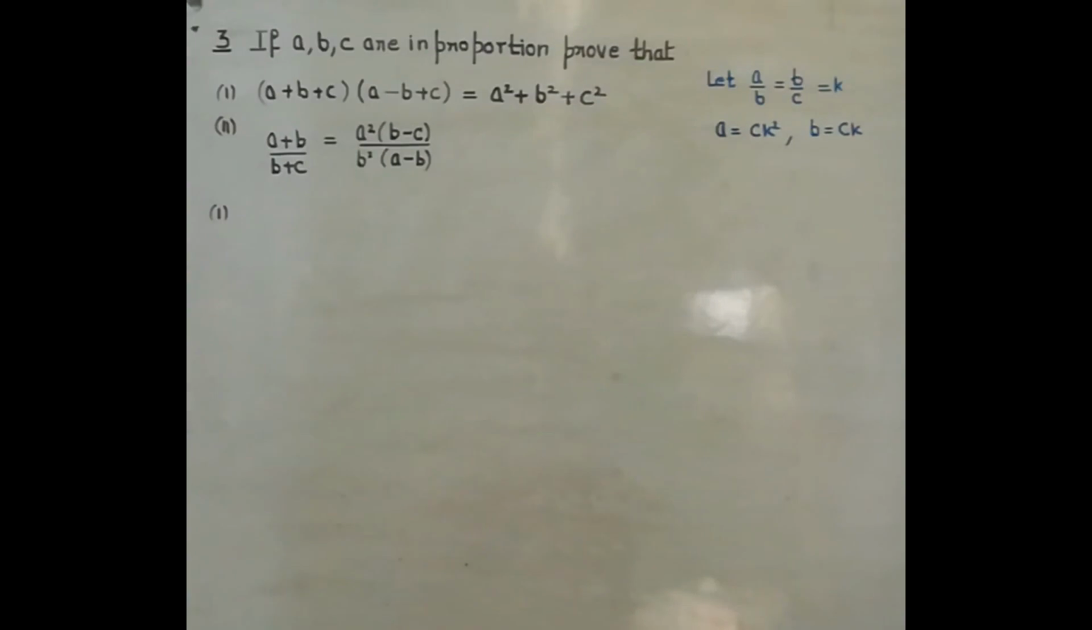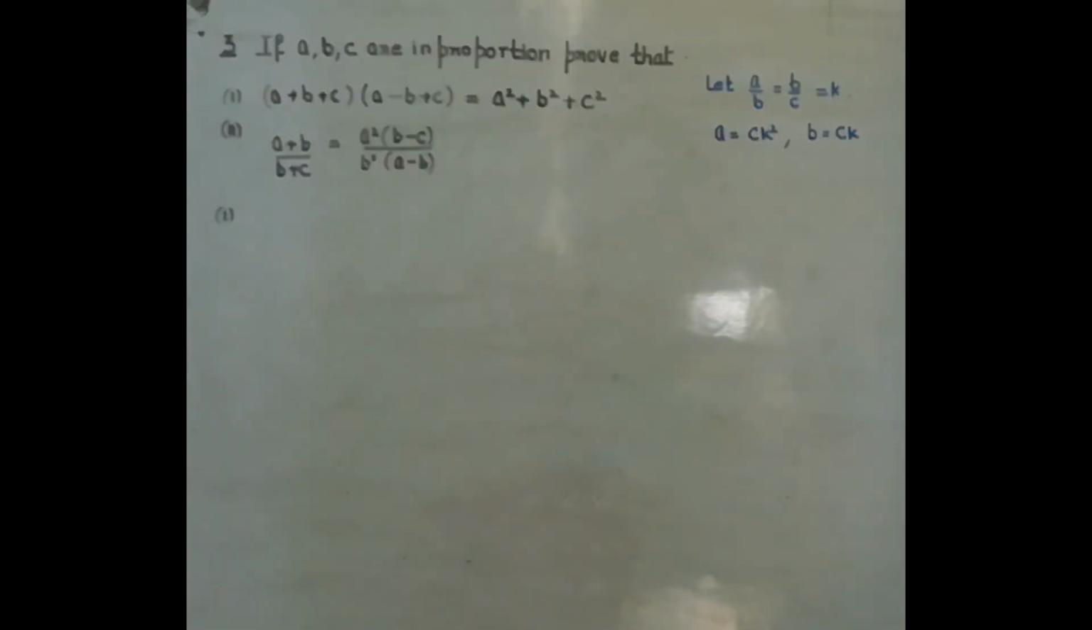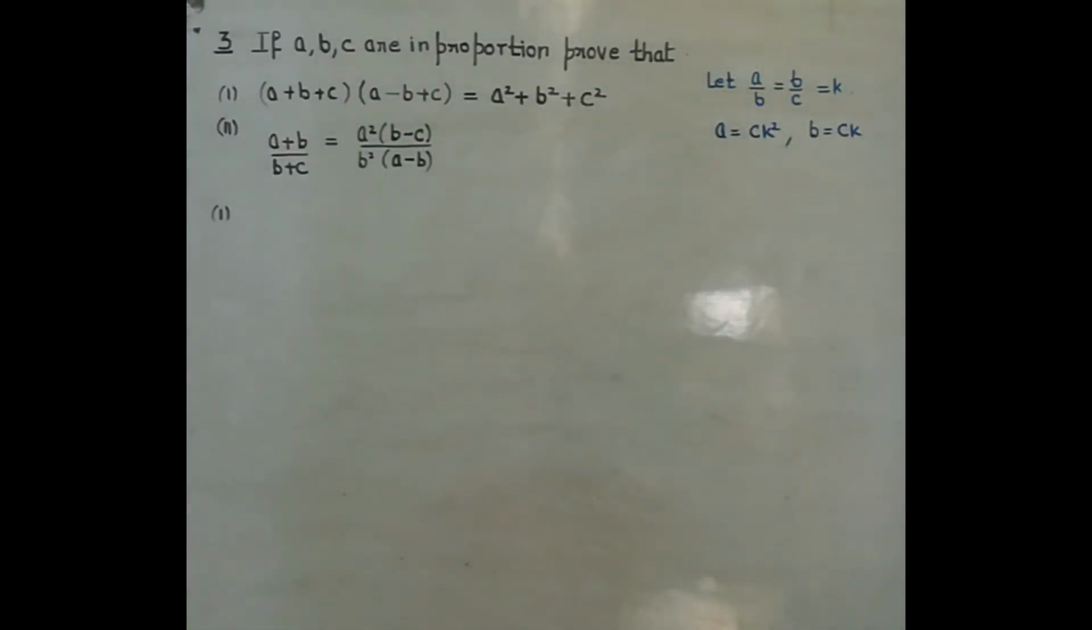Now in this question, they have said A, B, C are in proportion. Now remember, for three terms to be in proportion or in continued proportion, it has the same meaning. So we are going to write the three terms in continued proportion: A upon B is equal to B upon C. And then we will get A and B in terms of C. It's similar to what we did in the last one.